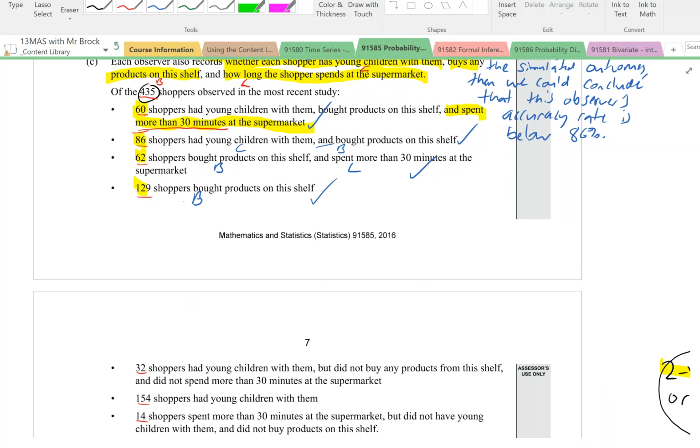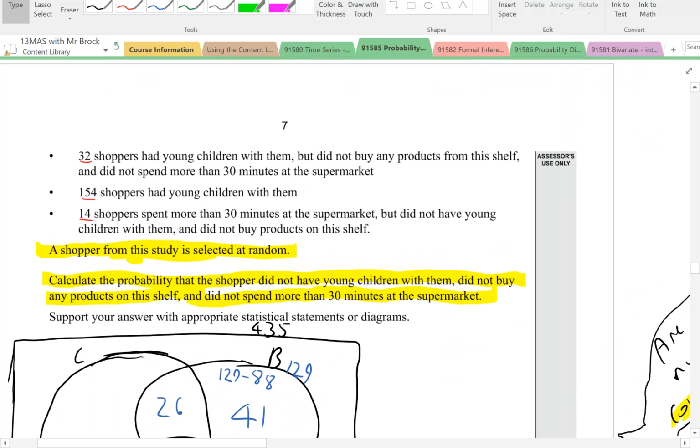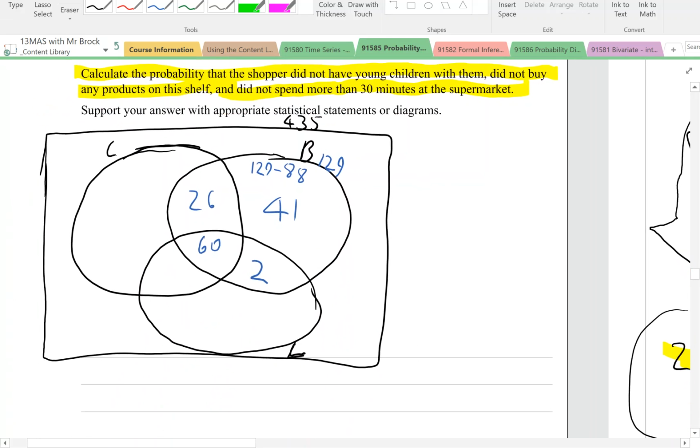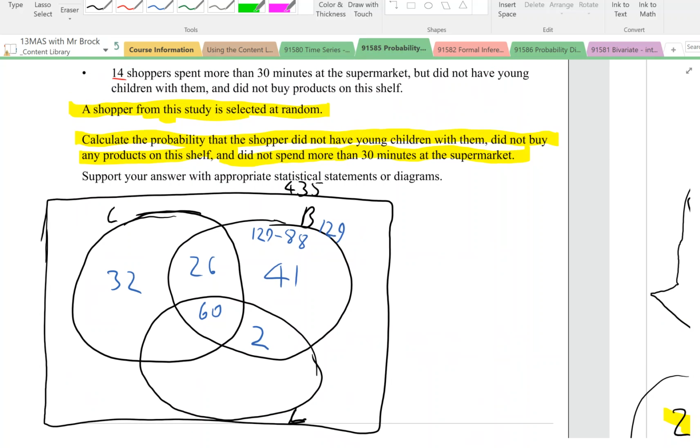So ticking that off. Okay, 32 shoppers had young children with them but did not buy any products from the shelf and did not spend 30 minutes at the supermarket, or more than 30 minutes. So that means they had young children with them, so C, but not B, nor L. So let's find that on here. So C, but not either of the other two circles. It must be this zone in here, isn't it? Okay, nearly there.